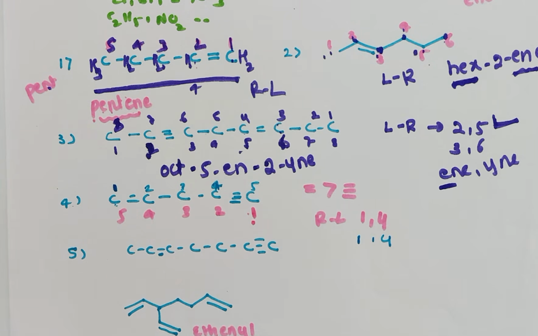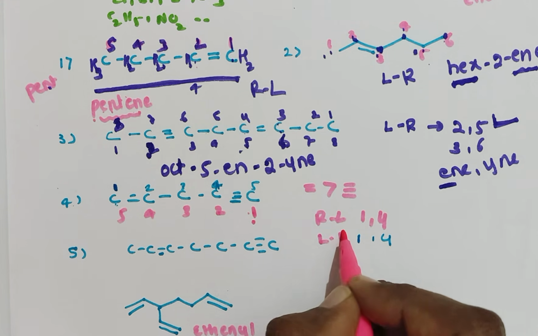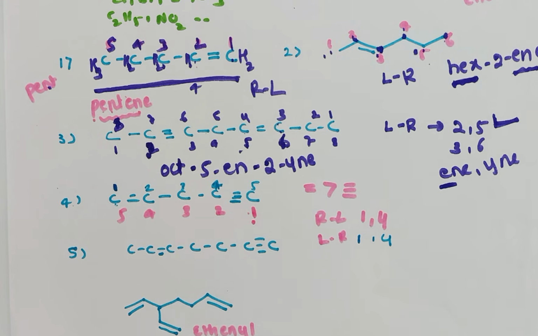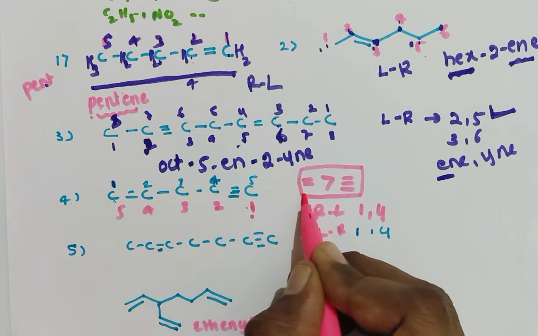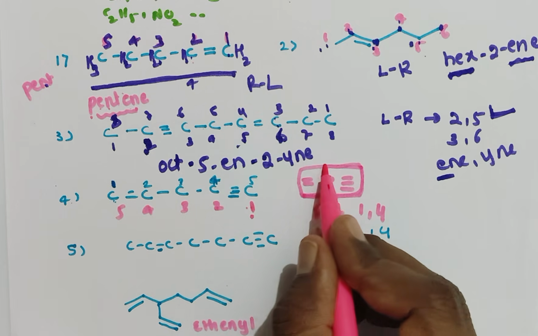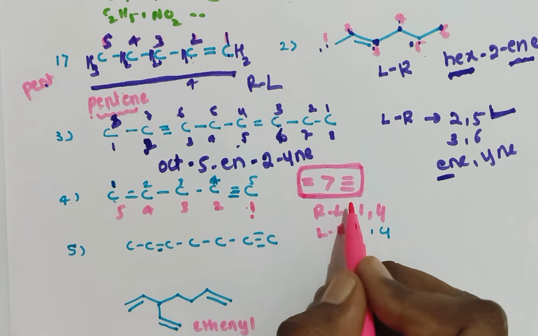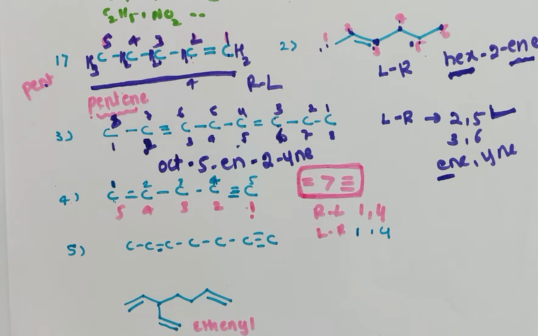So in this case what happens? Locants are same. Left to right and right to left locants are same. At this time always preference goes to double bond compared to the triple bond. Means the double bond gets the lowest possible number. The lowest locant goes to the double bond. Is this clear to everyone?